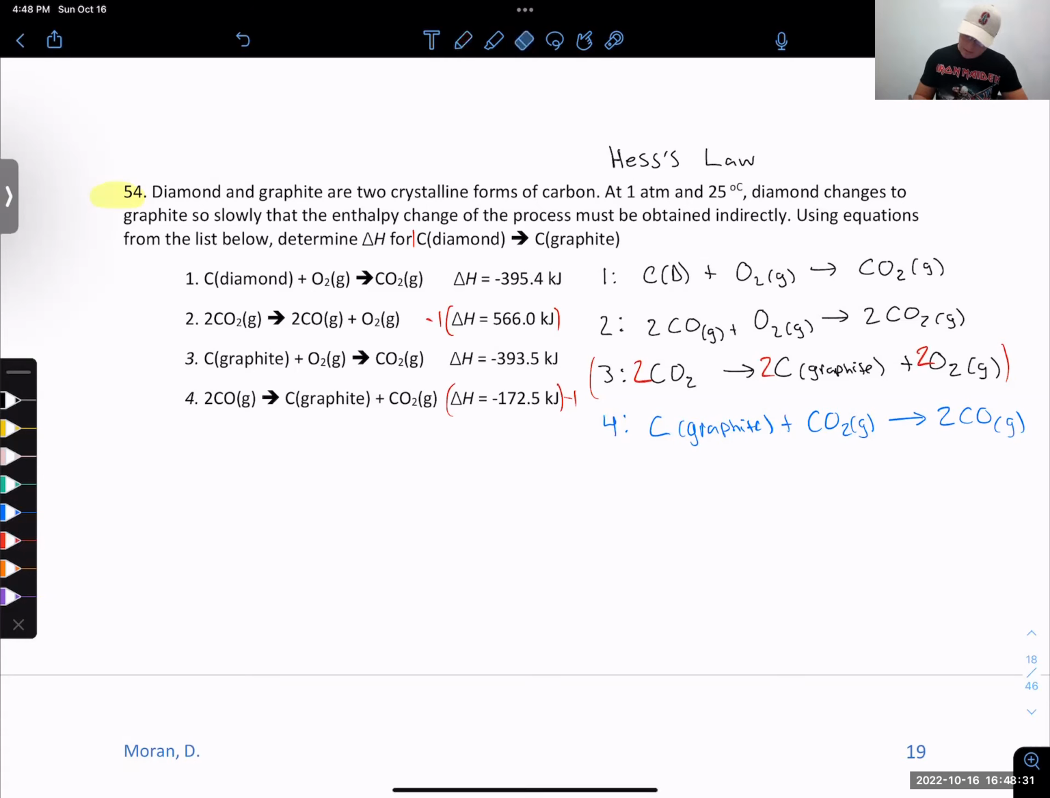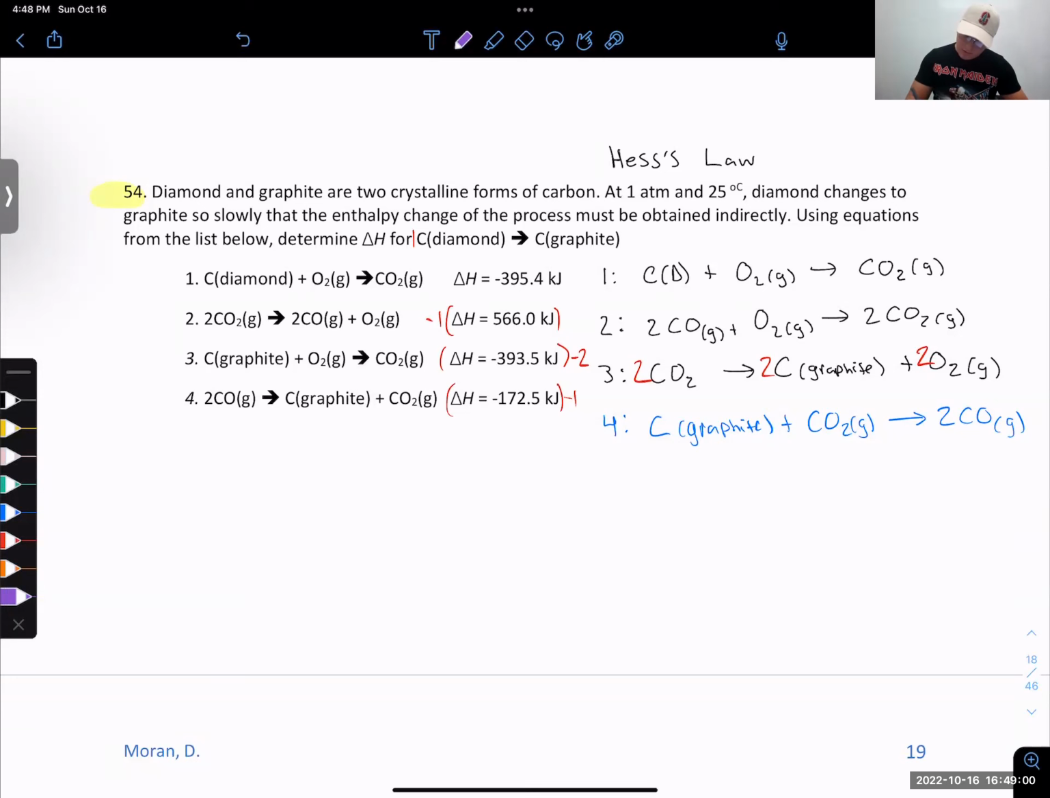Okay. And since we had already flipped it, right? Because originally it had graphite on the left, now it has it on the right. So we need to multiply it by negative, right? But since we multiplied the entire equation by 2, we have to multiply this thing by -2, okay? So -2 here.